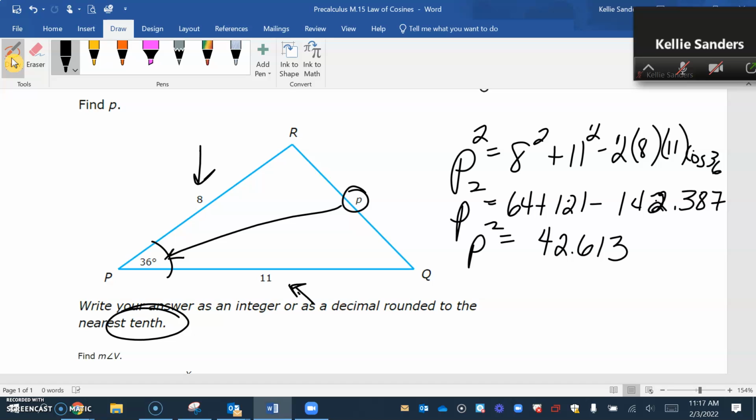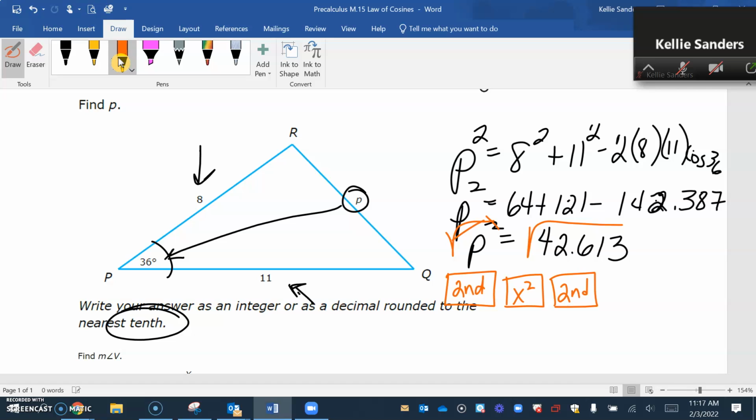And now the only thing I have left is to solve for P. To solve for P, I'm going to square root to get rid of that squared. I can do this on my calculator: second, x squared, second, this button, enter, and that just leaves me less chance of putting in something wrong. So second x squared, second answer equals, and that is what I'm going to round, and I get 6.5.